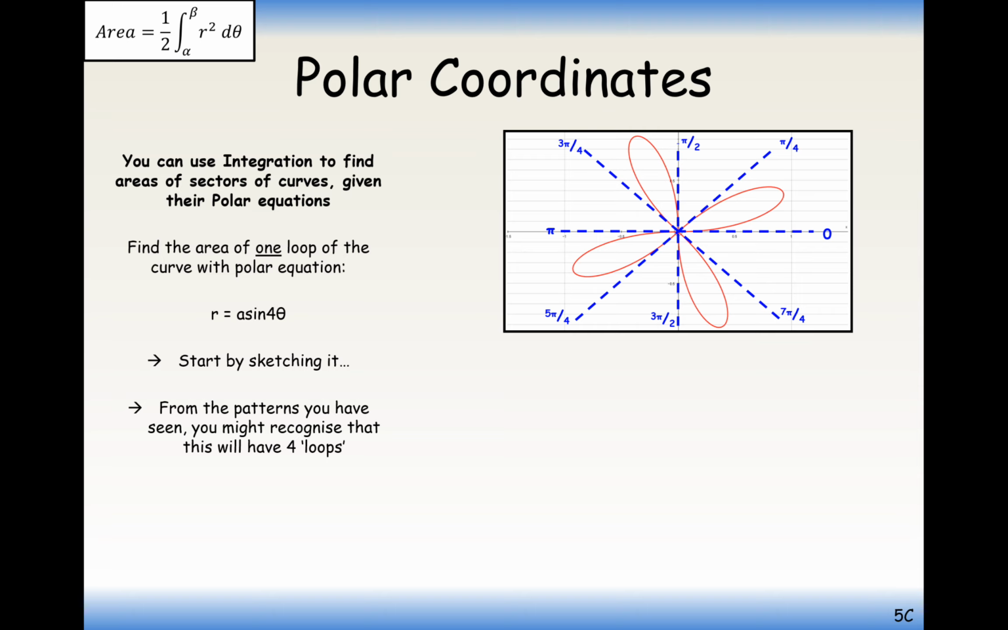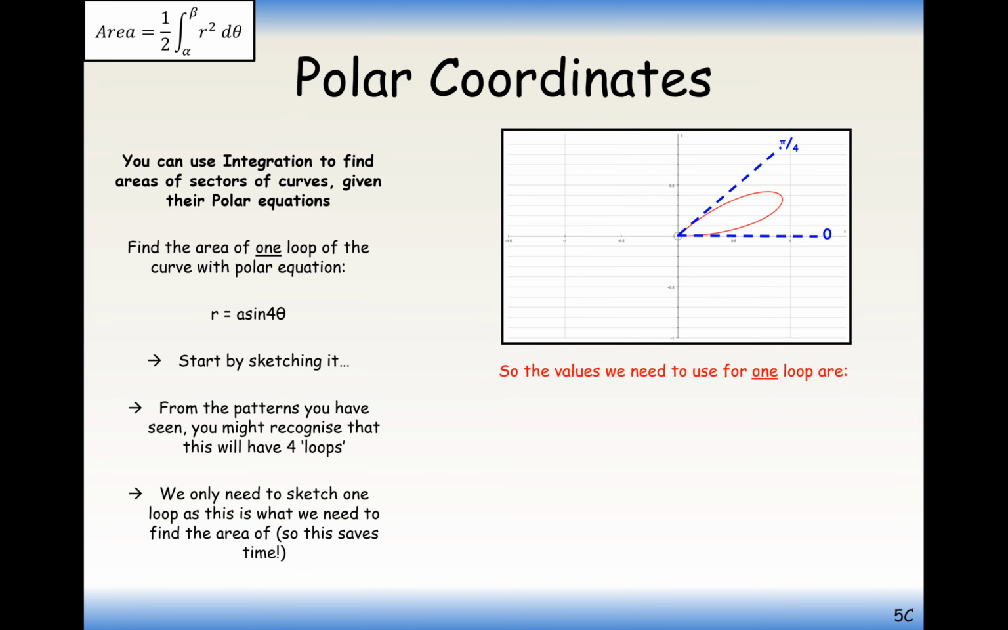Moving on to another question just for us to practice on, we'll find the area of one loop of the curve with polar equation r equals a sine 4 theta. This is what sine 4 theta looks like. We just want to find the area of one loop. So start by sketching it, and you'll identify you have 4 loops. We just want one of those loops. So that will be bounded between 0 and pi by 4. So on the boundary here, alpha is going to be 0 and beta is going to be pi by 4, and the equation is a sine 4 theta.